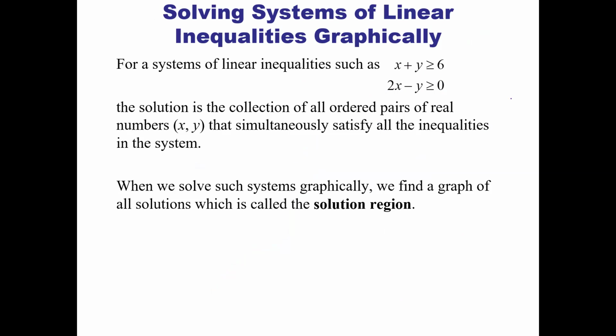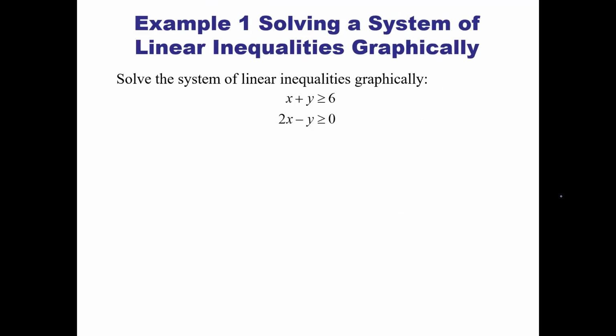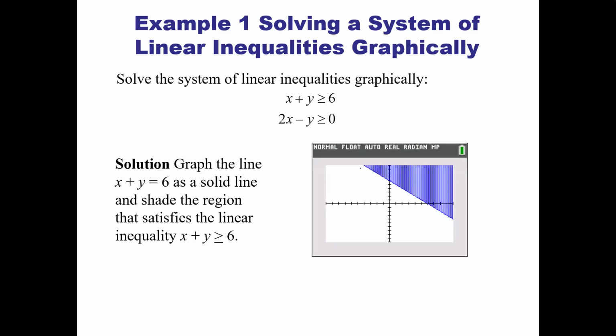And so when we solve each system graphically, we find the graph of all solutions, which is called our solution region, and then we graph each inequality in the system. Now, the intersection of all the graphs in the system is the solution. So going back to this one, what we do is we graph it.